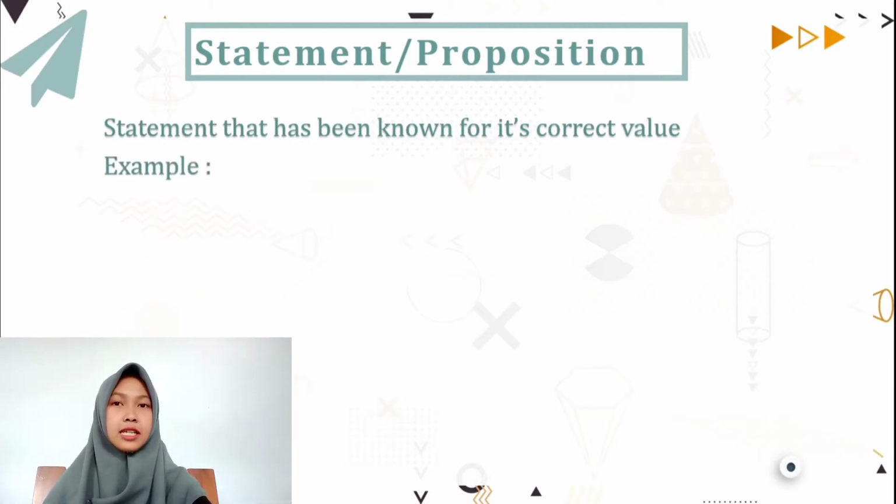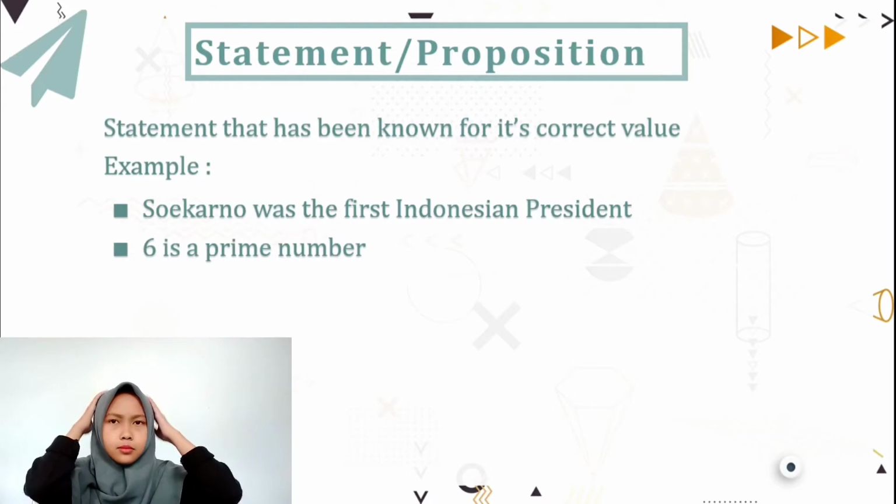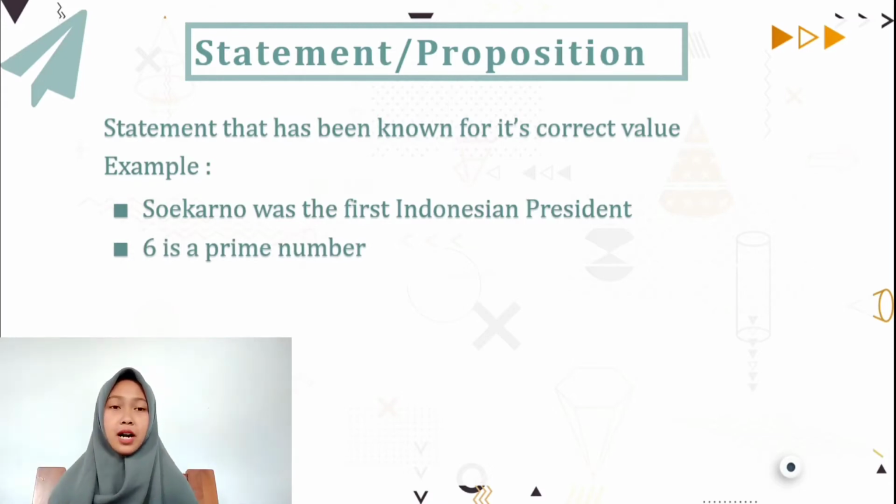For example, Soekarno was the first Indonesian president. This is a statement, and it is a true statement. And then, 6 is a prime number. This is a statement, but it is a false statement because 6 is not a prime number.